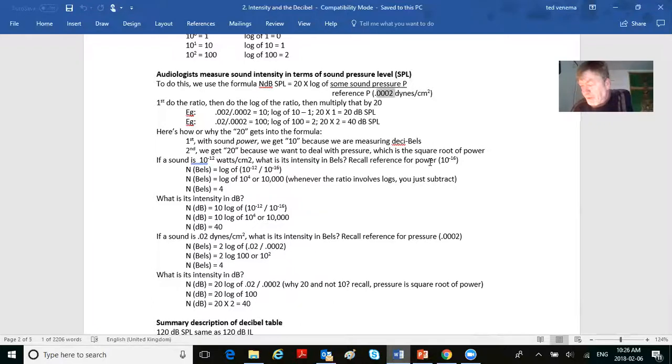Get the calculator out. 2 divided by 0.0002 equals 10,000. I know you're not going to see it because my calculator sucks, but just believe me, it's 10,000. What's the logarithm of 10,000? How many times does 10 have to be multiplied by 10 to equal 10,000? 10 times 10 is 100, times 10 is 1,000, times 10 is 10,000. So the logarithm of 10,000 is 4. What's 20 times 4? 80.